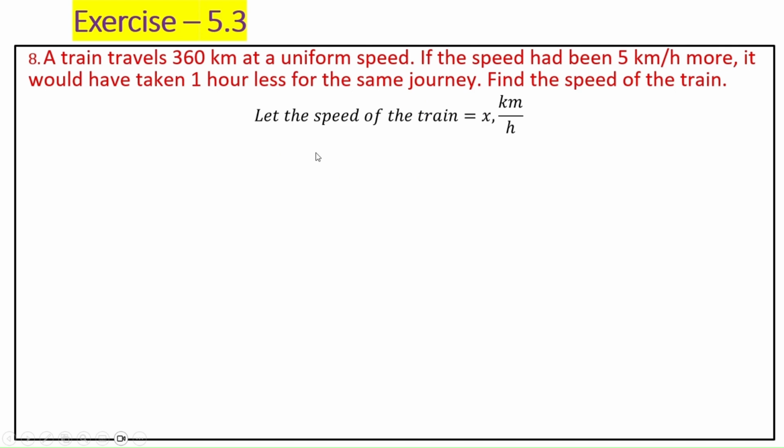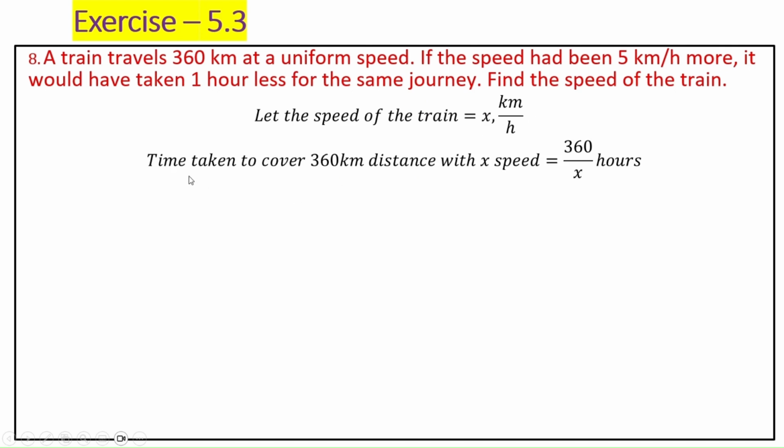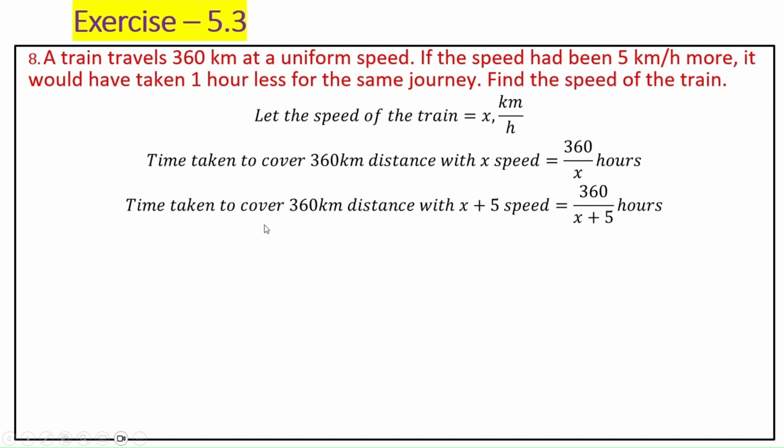Okay, so let the speed of the train be x kilometers per hour. Time taken to cover 360 kilometers distance with x speed is 360 by x hours. Time taken to cover 360 kilometers distance with x plus 5 speed, 5 kilometers more, is 360 by x plus 5 hours.